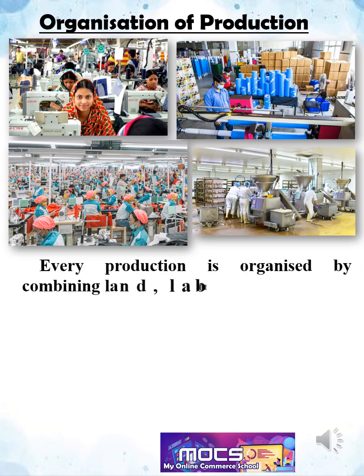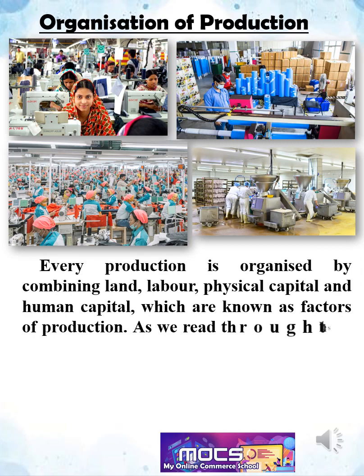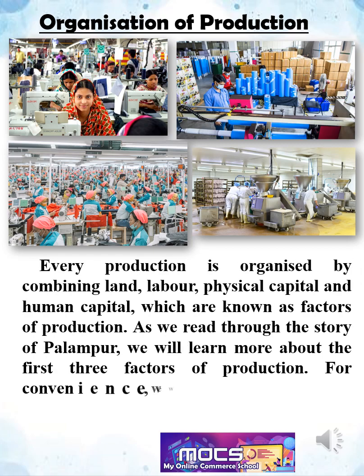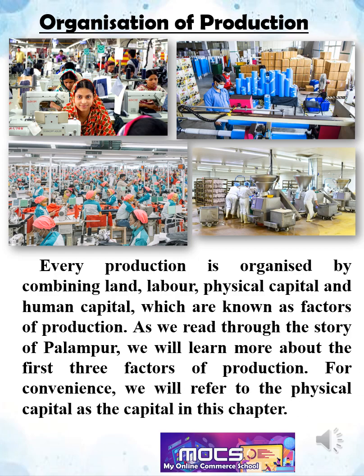Every production is organized by combining land, labor, physical capital and human capital, which are known as factors of production. As we read through the story of Palampur, we will learn more about the first three factors of production. For convenience, we will refer to the physical capital as the capital in this chapter.